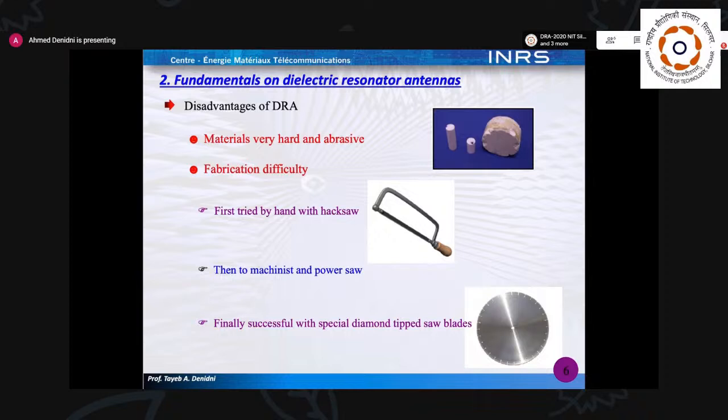Sometimes it is not available. In this way, we may have to deal with some companies, suppliers or research groups to fabricate the design, and this sometimes takes time, money and cost. I think this is the only disadvantage of this type of antenna compared to microstrip. Microstrip is easy to fabricate, it is cheaper, and the substrate is available. But for dielectric, we sometimes have problems with the availability of the dielectric materials and the tools needed for fabrication.